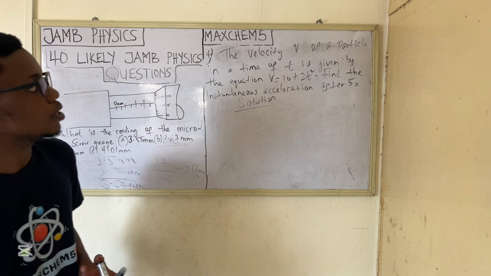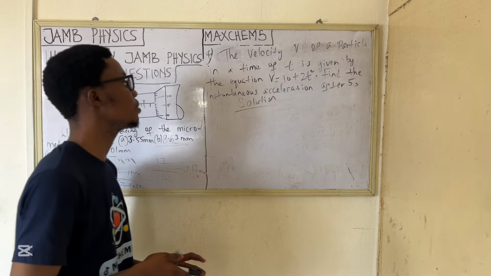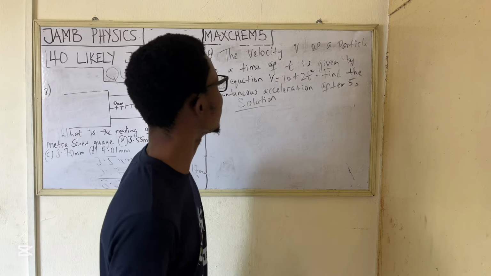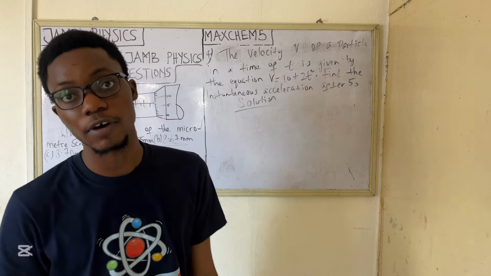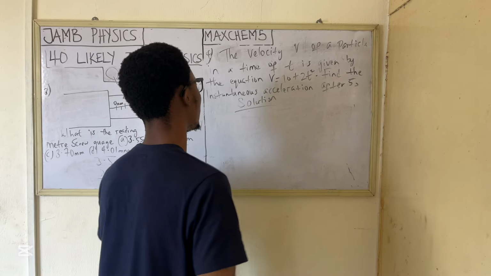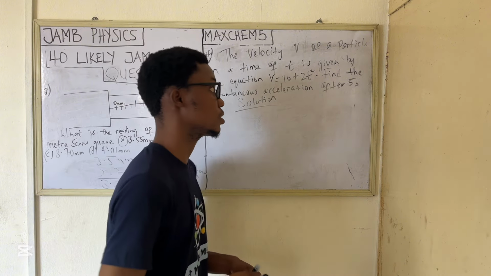Now question 4. The velocity v of a particle in a time of t is given by the equation v is equals to 10 plus 2t squared. Find the instantaneous acceleration after 5 seconds. All you have to do here is apply your differentiation to this. Are you getting me now?